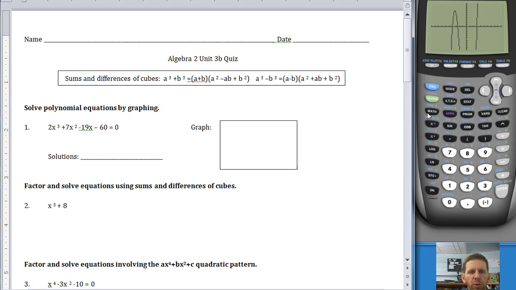All right, these are the Algebra 2, Unit 3B quiz answers. Here we go. Let's start with number 1. Solve this polynomial equation by graphing.